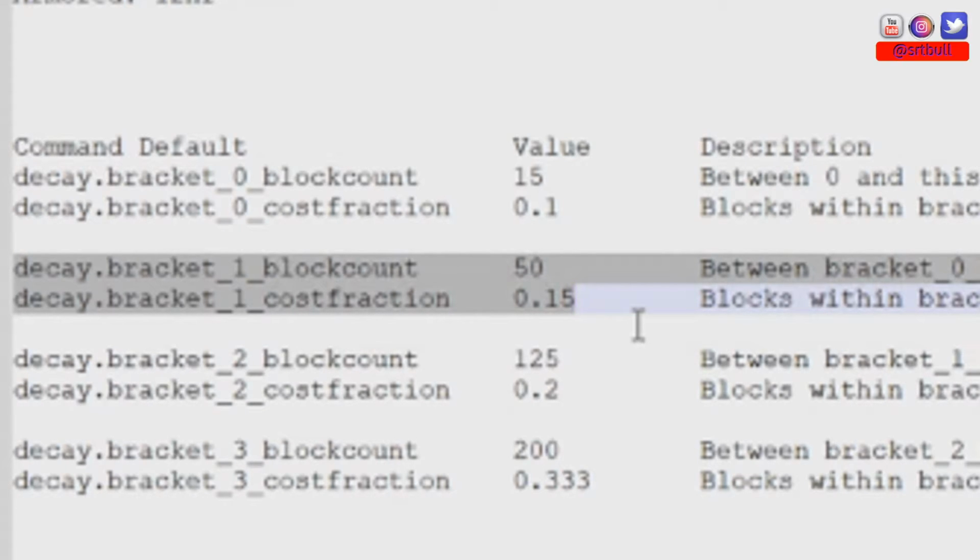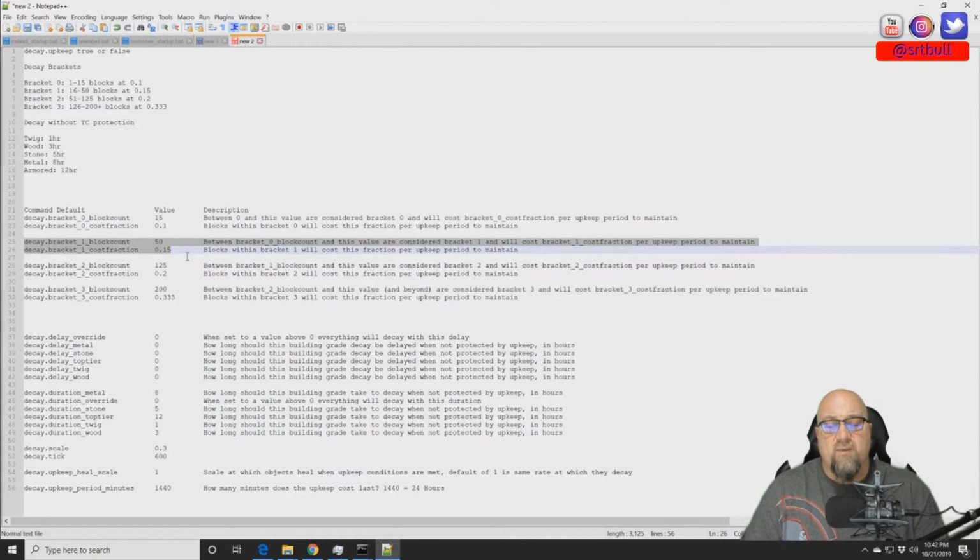Every bracket that you increase to, or make your base that much bigger, increases the, we'll call it taxation, to maintain that base. The biggest bracket that you can be in is 200 blocks or higher, and that's going to cost you 33.3% of your resources every tick rate in order to maintain that base. So a 200 block base is the highest taxable size of base that you can have. This was really done by design. This was their intention the whole time. They basically wanted to make it harder for people to have these massive, massive bases because they would have to maintain their resources so much.